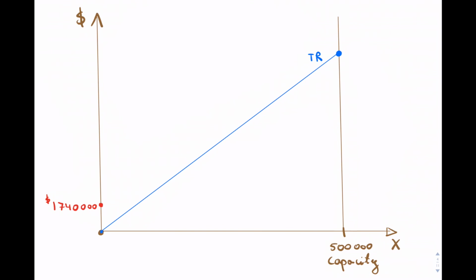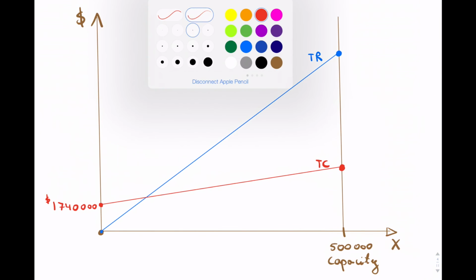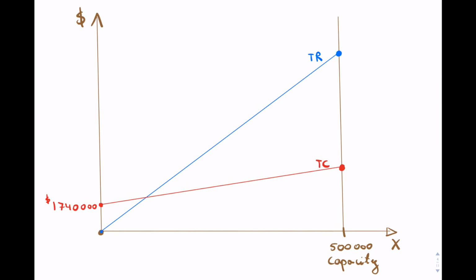Now, variable costs are still rising. However, they're not rising that fast. So we have something like this. That would be my total cost. And this point is the break even. And the break even was that.